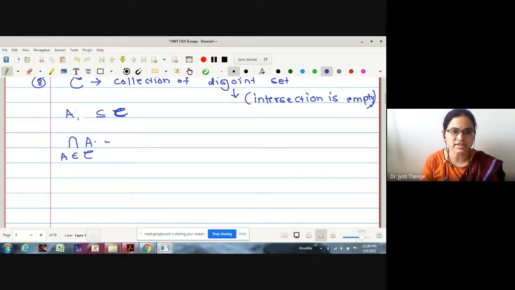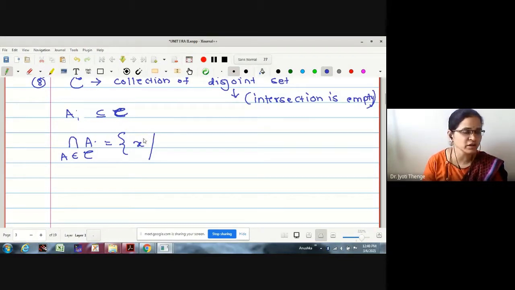Correct, na? What is arbitrary intersection then? Arbitrary intersection of all the subsets of C we were taking. Therefore, these are the elements X such that... as we have defined for the intersection of two sets, similarly we have to define for the intersection of arbitrary sets.